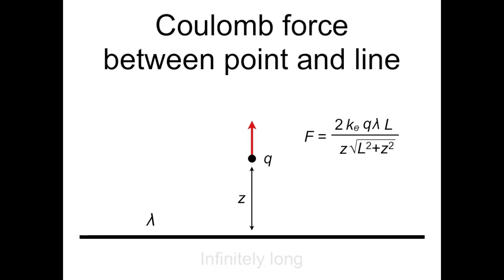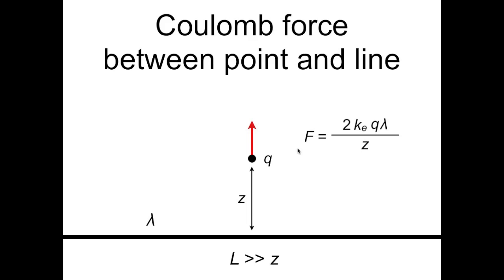Now what happens when the line is infinitely long? Well, that's equivalent to saying that L is much, much greater than z. So in the root L squared plus z squared, we can neglect the z squared term. And now we have L in the numerator and root L squared, which is just L, in the denominator. So those will cancel out. And here's our final result for the force between a point charge and an infinite line.